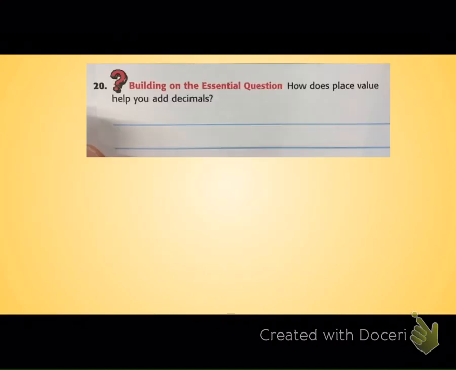Alright, let's skip down to number 20. It asks, how does place value help you add decimals? Go ahead and respond to that, if you would, please, on your practice book. Pause the video and come back for the answer.